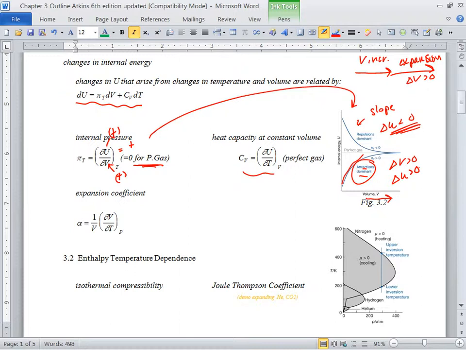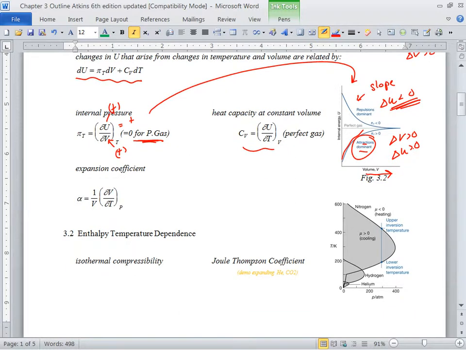Make sense? So attractions are dominant, and now you're trying to make them farther apart. You're increasing the internal energy. This one's more conceptually difficult, but you're not doing what nature wants. You're trying to spread these things farther apart when they want to be together. You're giving them more space, more volume. So you're doing work, and internal energy is going to go up, kind of like raising the potential energy.